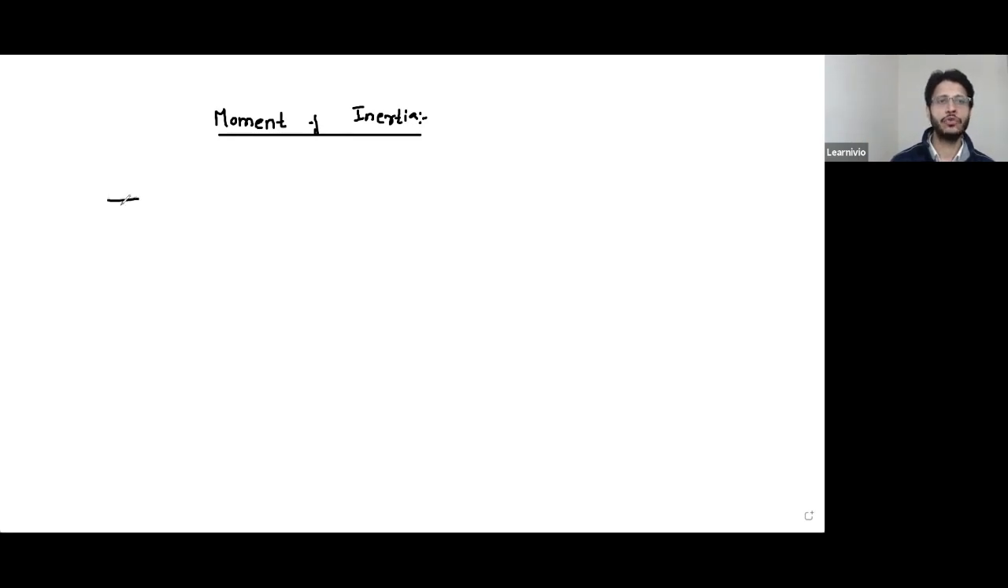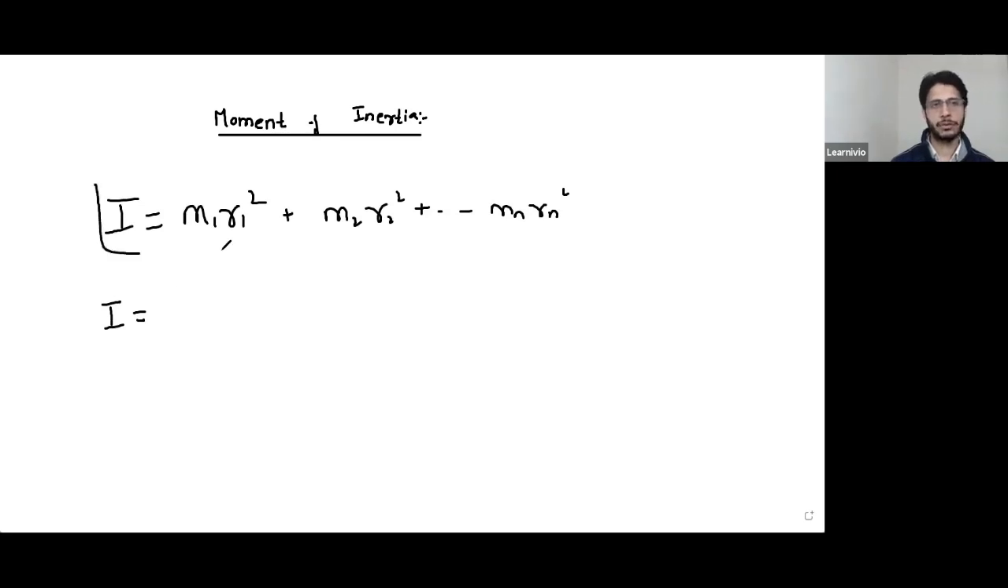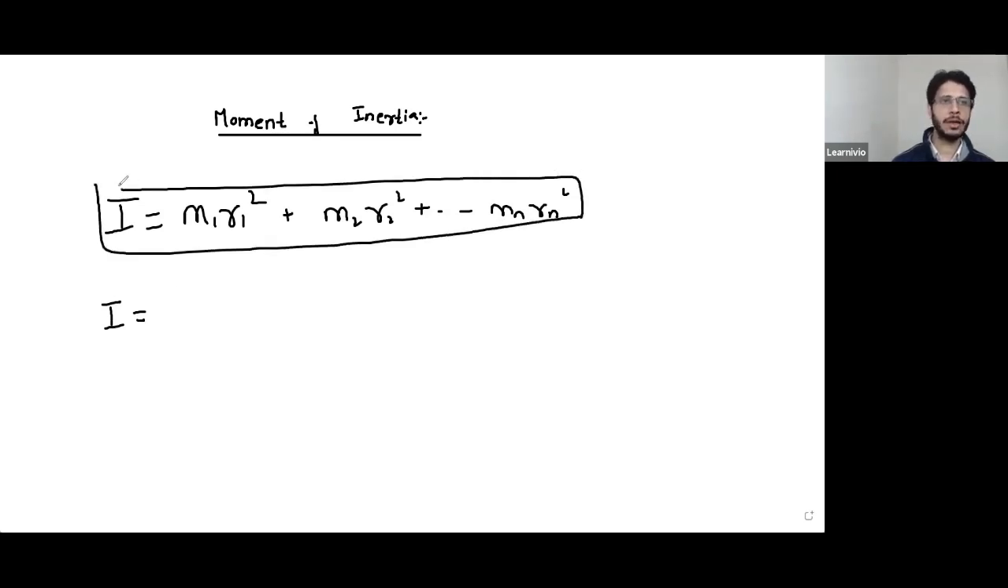I wrote two formulas, I guess, in the last class. One is this, m1 r1 square, m2 r2 square and mn rn square. Can I use it for continuous distribution? No. Yes, this formula, just m1 r1 square, the first formula. Okay. So this is for discrete.